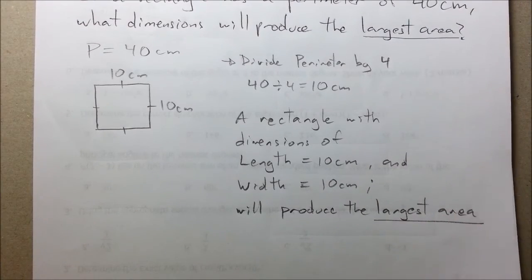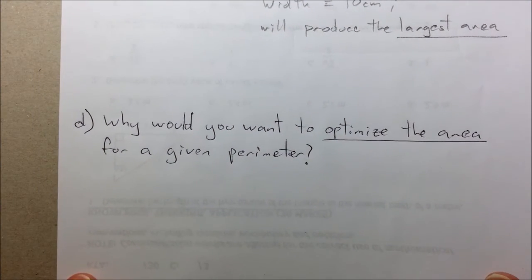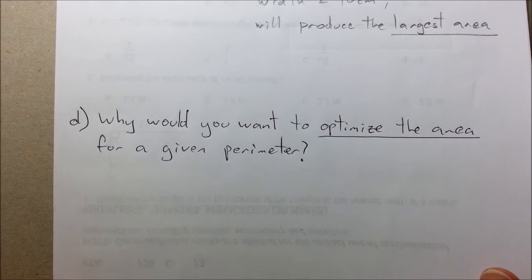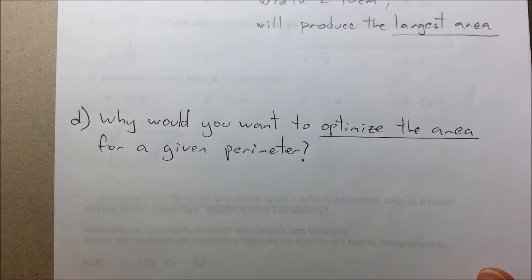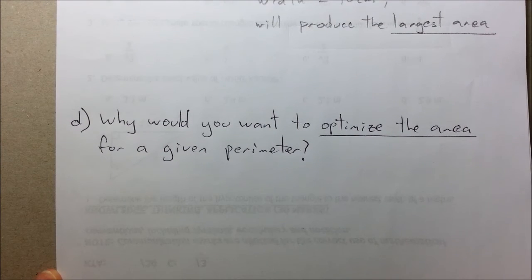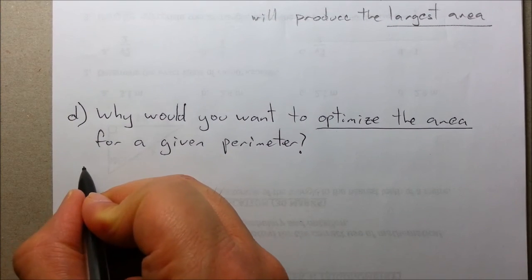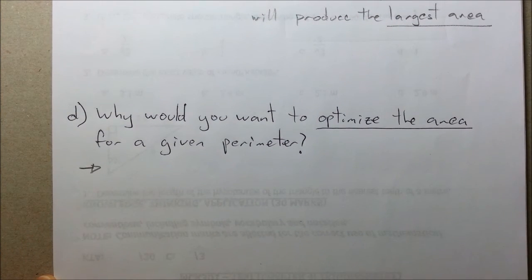Now, our last question says, why would you want to optimize the area for a given perimeter? Well, you want to get the most area with the minimum amount of fencing, for example, if you were working on a garden. That's just one example. You can come up with many other examples.